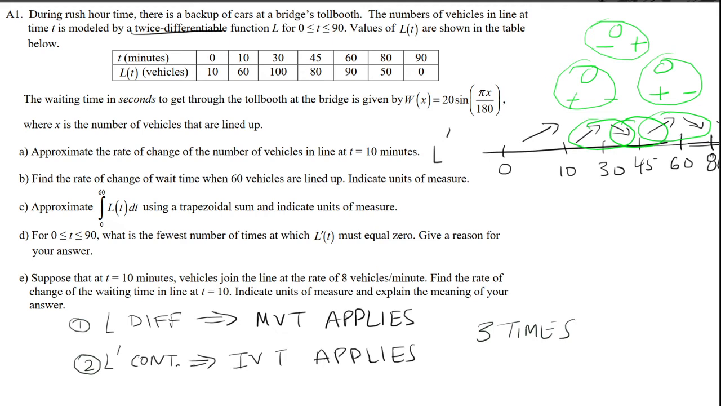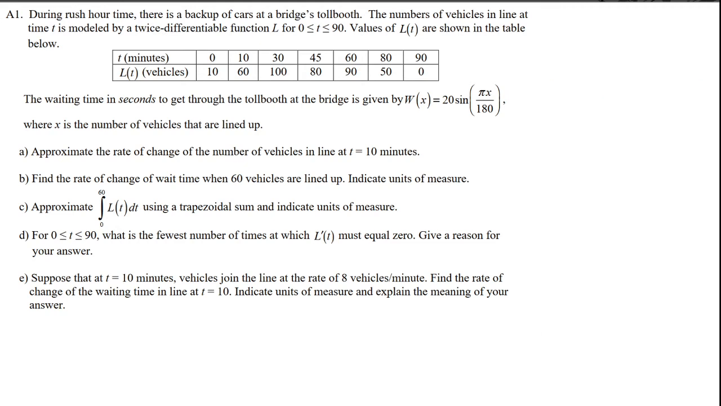Now part E. So suppose that at t equals 10 minutes, the vehicles join the line at the rate of 8 vehicles per minute. We want to find the rate of change of the waiting time at t equals 10. Okay, so we want to make sure we use the correct units and explain the meaning. Okay, so find the rate of change of the waiting time.